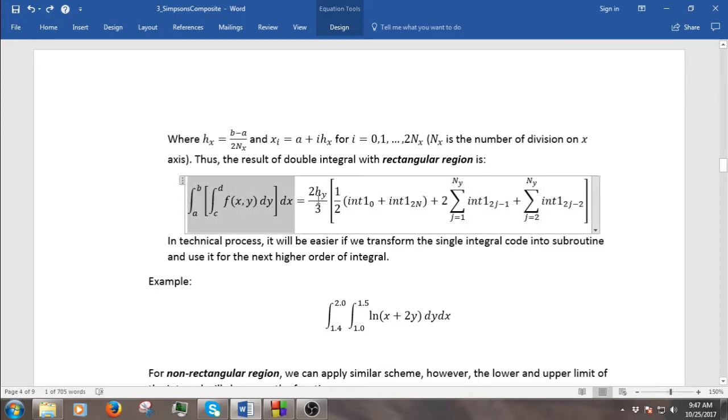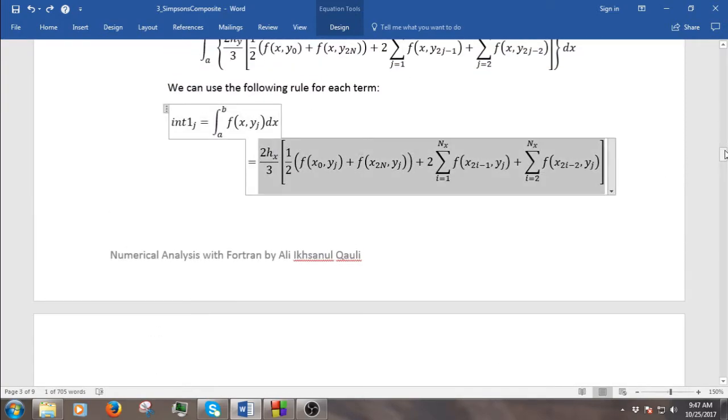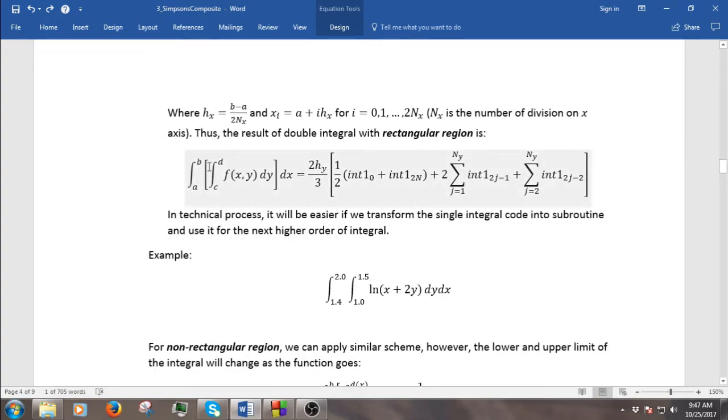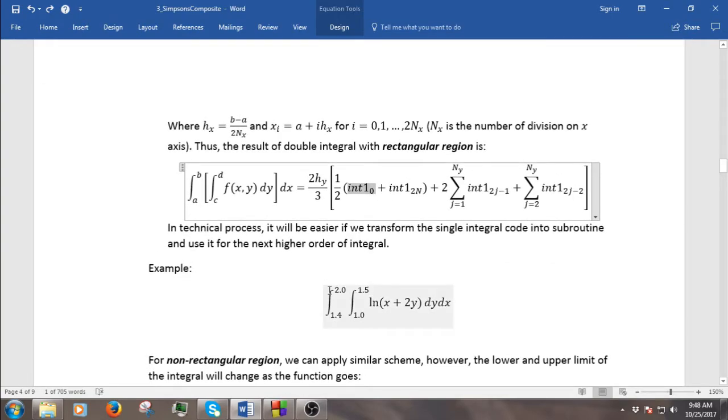So we have 2hy divided by 3 multiplied with this part. And remember, on each term here we have this, right? So basically, as you can see, the double integral is basically the summation of the single integral here. So we sum the result of the single integral from g equals 0 up to g equals 2ny here. And in this example, we want to solve this one. We will apply this mechanism into the code.